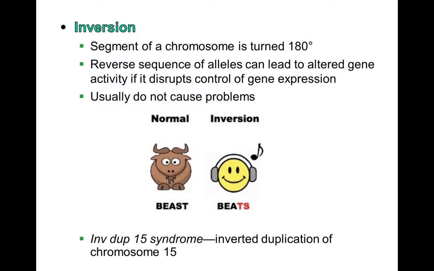Here we have an inversion, which is basically that a segment of a chromosome is flipped 180 degrees, so in reverse. Again, that would change the meaning of this chromosome, wouldn't it? Usually, really, this is not a huge issue though. What else can I think of?